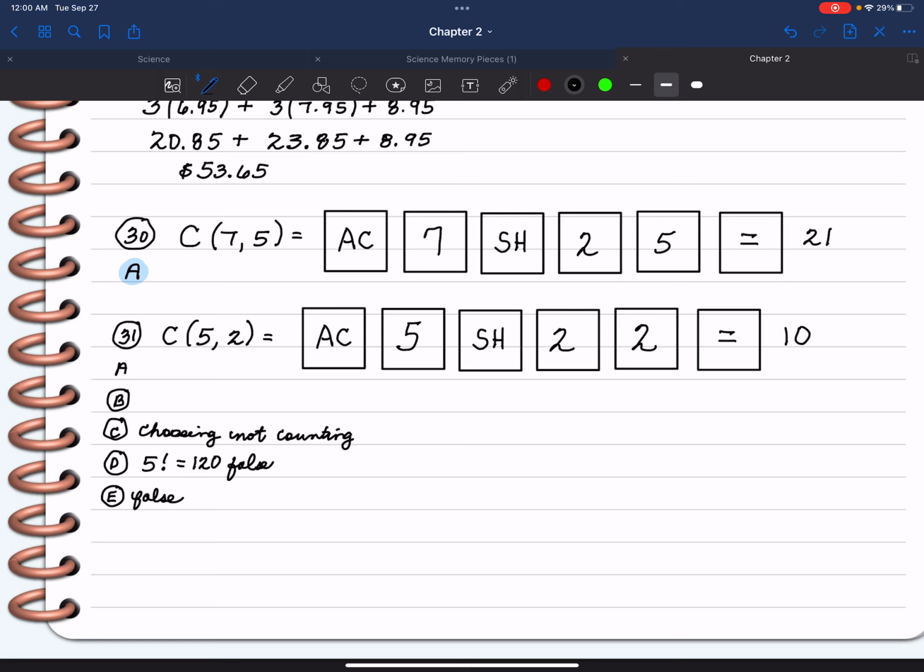B, she should have added 2 and 5. Well, that's just 7, and we're looking for a 10. A says she found the number of permutations. Well, let's see. 5, shift, 1, 2 is 20. Yes, that is exactly what she did. So I like answer A for number 31, and that is correct.